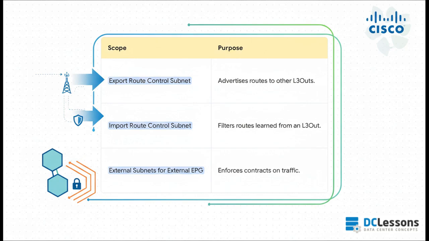Second is import route control subnet, which does the opposite. It's for filtering routes ACI learns coming in. And third, and this is so important, is external subnets for external EPG. This one has nothing to do with advertising routes. Its only job is to identify traffic so we can apply a security contract to it. Three totally different jobs, three different scopes.